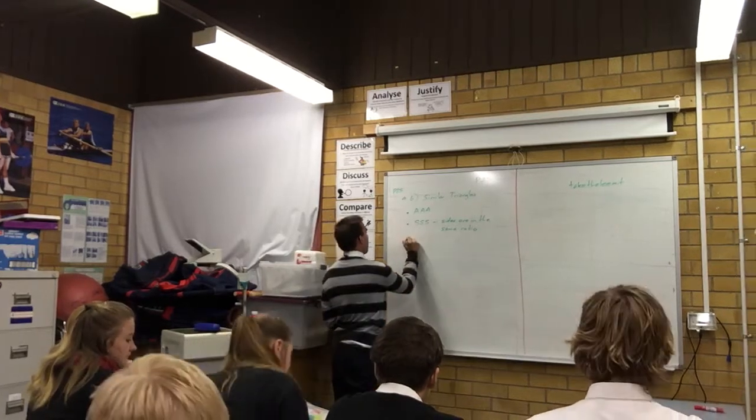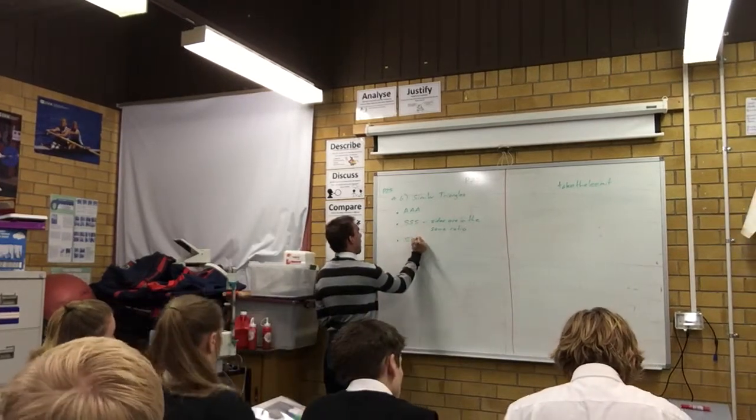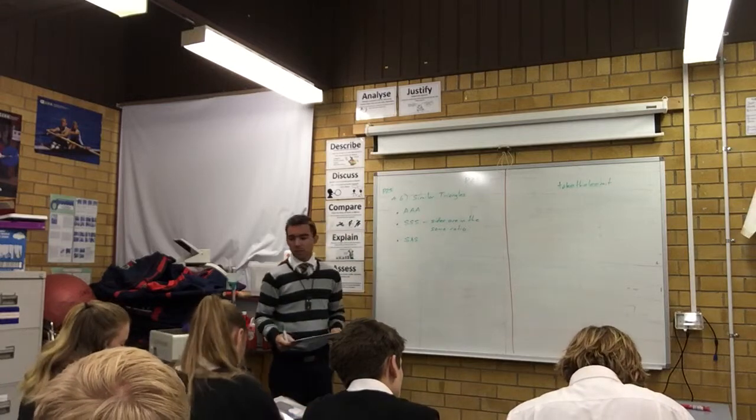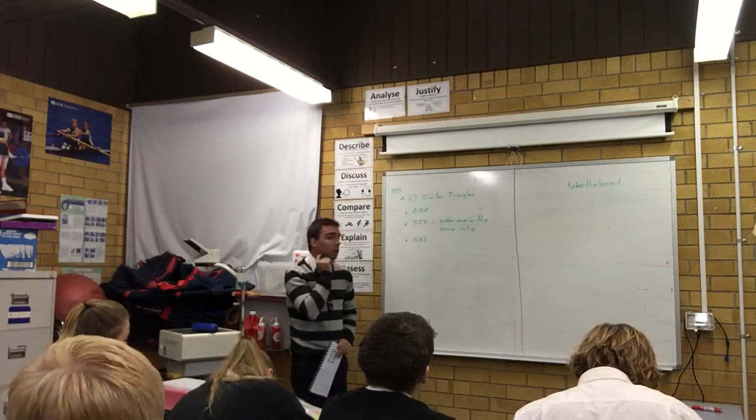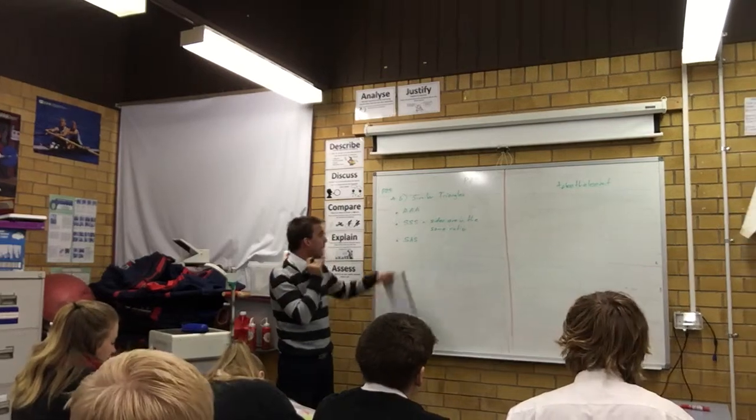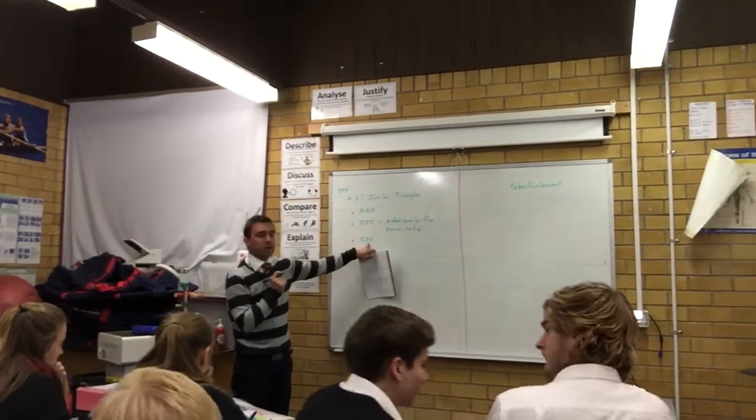The other one we can have is the SAS. So in the congruent triangle, that was the side angle side with the included angle. So it's exactly the same. The angle itself has to be the same.